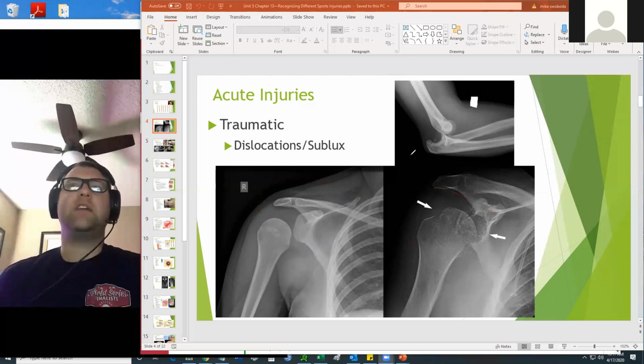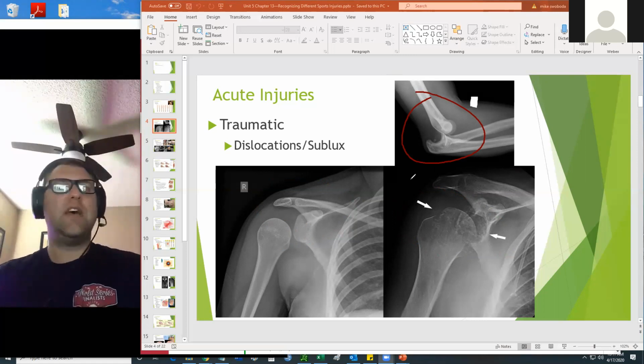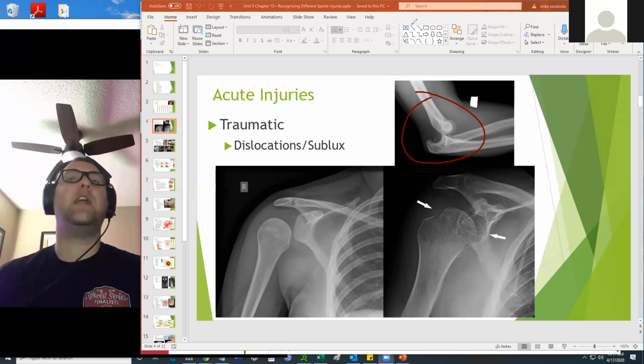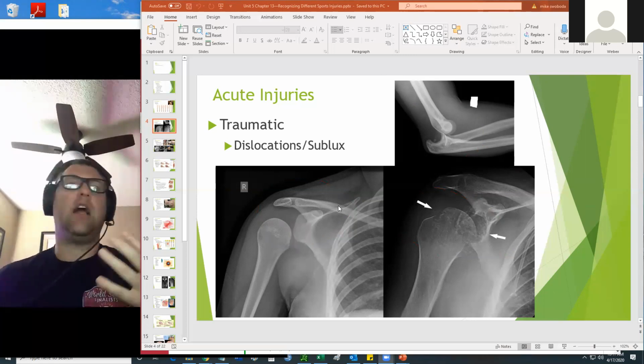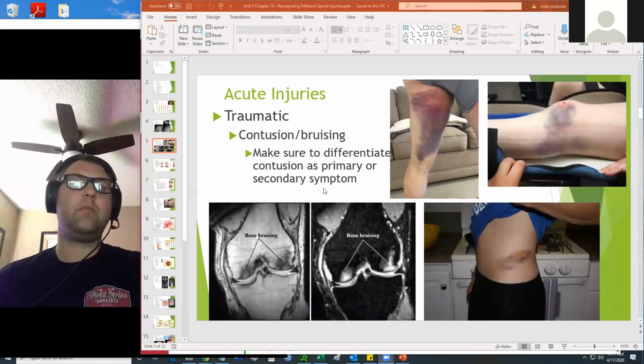Others is not so easy. So this is a picture here of the elbow. If you dislocate your elbow, you are in a world of hurt. Some of these, like the more stable joints you have, if those dislocate, you have really caused a lot of trauma to them. The more mobile joints you have, it's a lot easier to dislocate or sublux them because there's not as much stability to them.